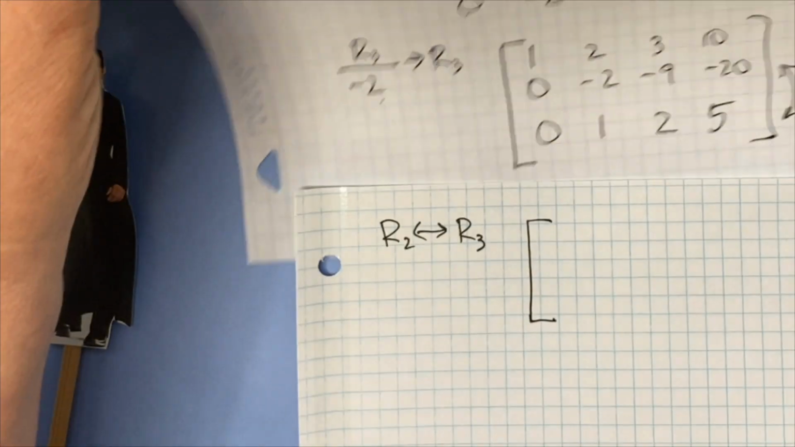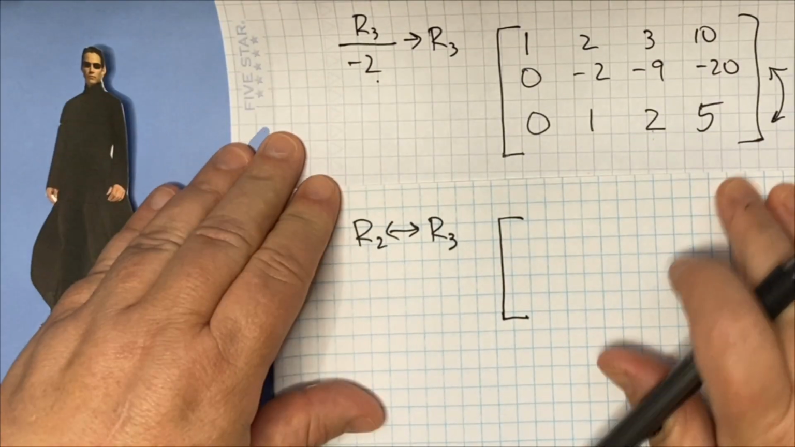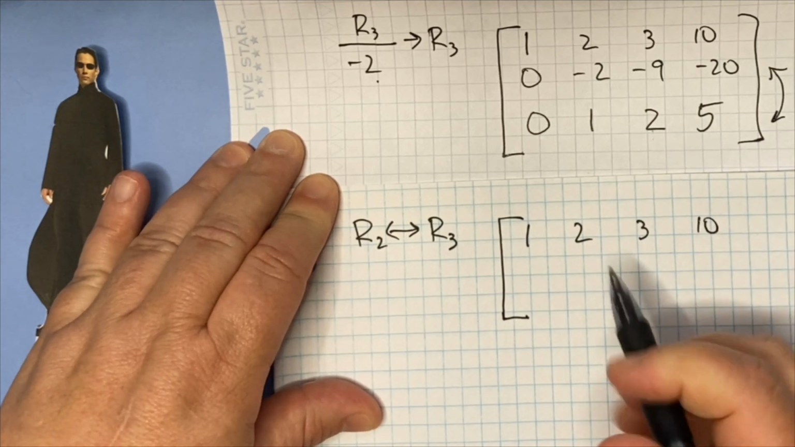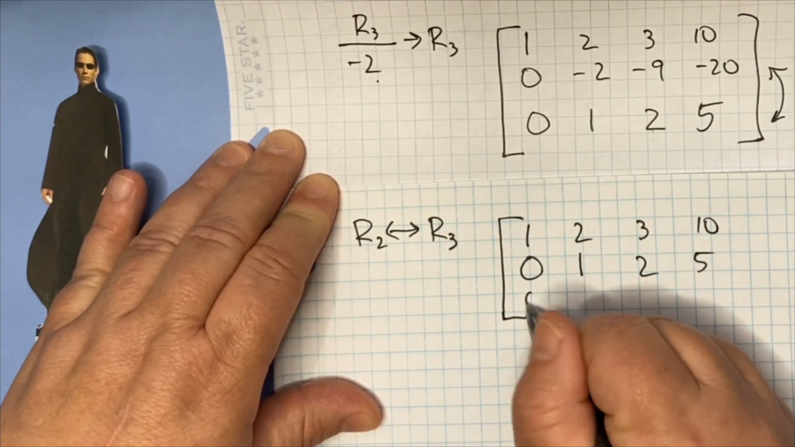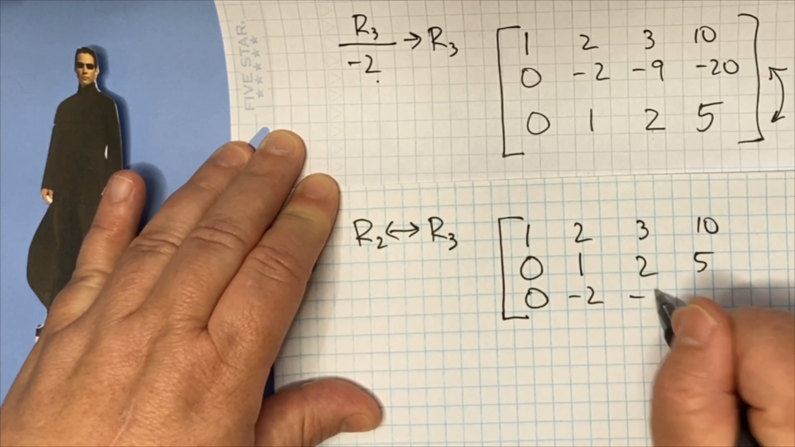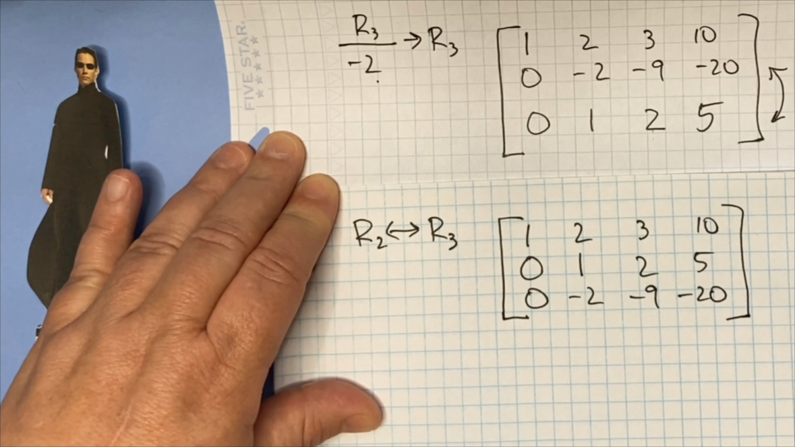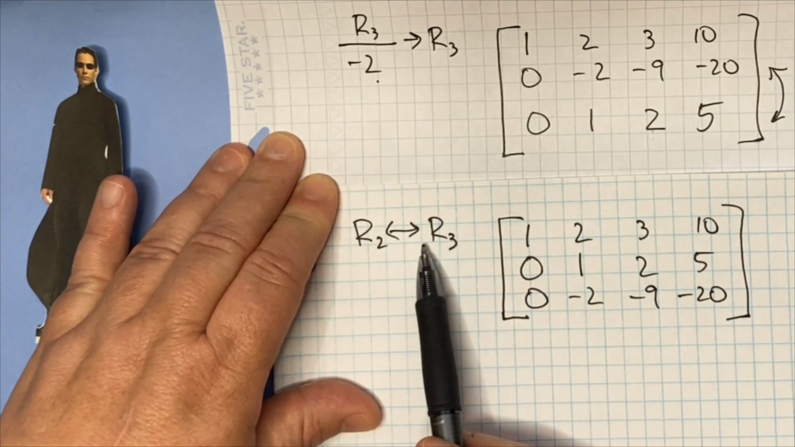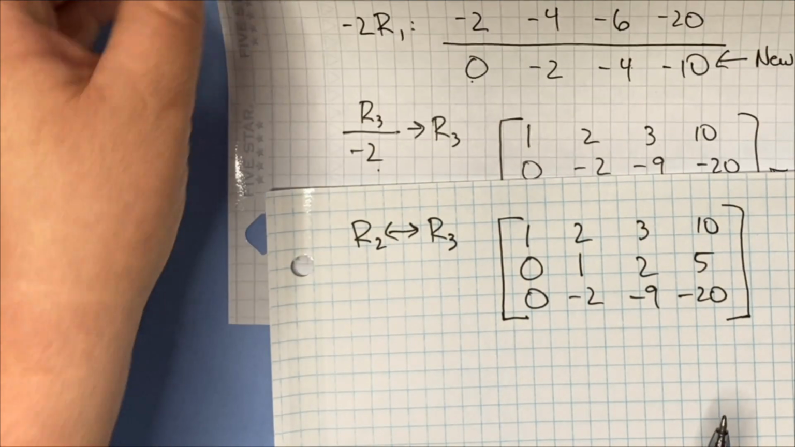So what will this look like? We can do it. 1, 2, 3, 10. I'm going to swap 1, 2, 5, and then 0, -2, -9, -20. So what are the rules? The rules are you can multiply or divide by any non-zero number. You can swap 2 rows, and you can add any 2 rows. And effectively subtract as well.